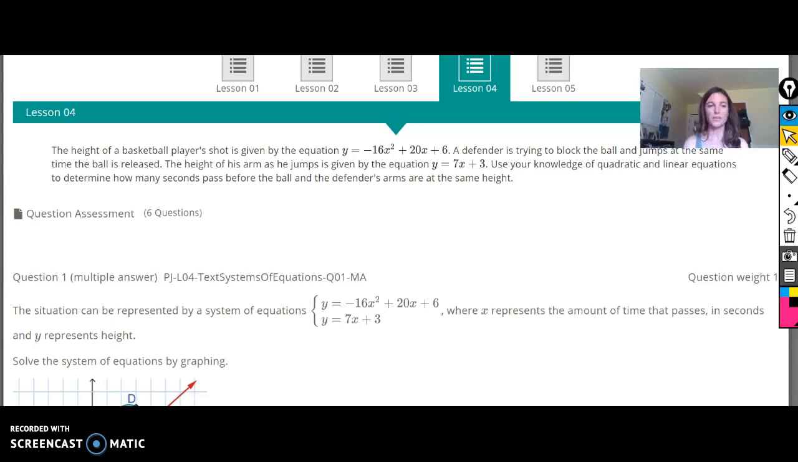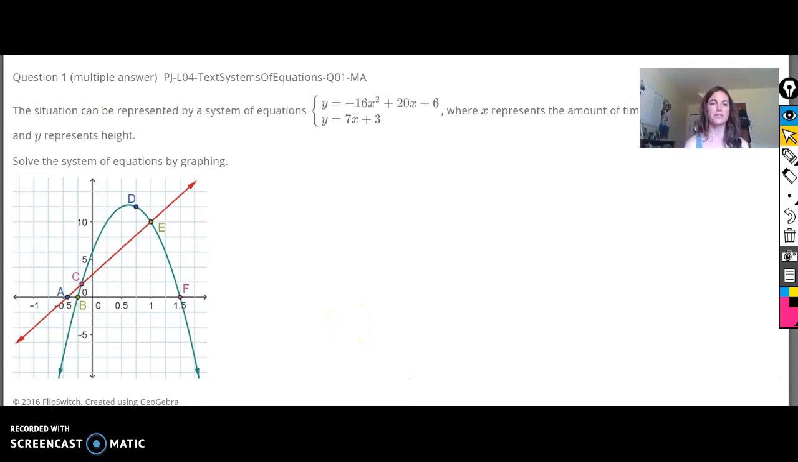Okay, so question 1, we're going to look at this graph here. The situation can be represented by that system of equations, y equals negative 16x squared plus 20x plus 6, where that is the height of the ball. Let me go ahead and write that there just so we're super clear. This is the ball, and y equals 7x plus 3, where this is the hands or arms. You can see that we've got our line here and our parabola here.